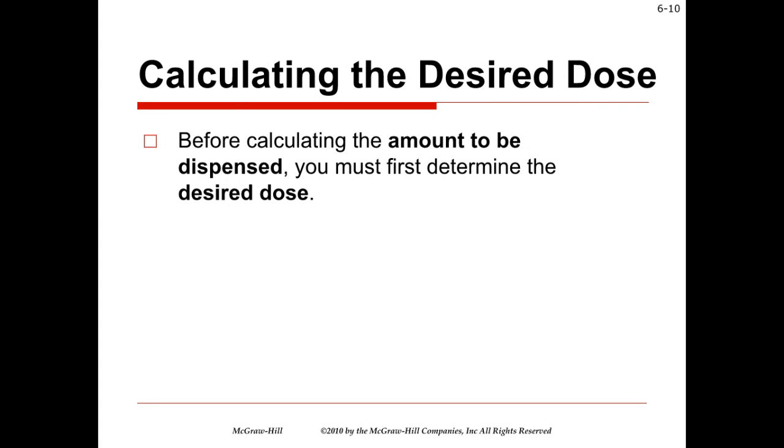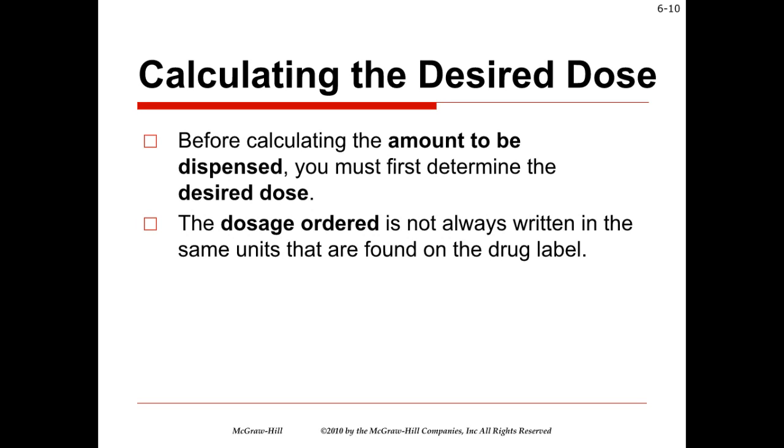So how do we calculate it? Before calculating the amount dispensed, you first have to determine the desired dose. The dose ordered is not always written in the same units found on the drug label, so your unit dose is not always the same as what the doctor orders. That would be if we had an order for Lasix, 20 milligrams, 1 PO BID, twice a day, 1 tablet by mouth twice a day. But our unit dose is 40 milligrams per tablet. We would have to figure out how much we would need to give. How would we need to administer it?